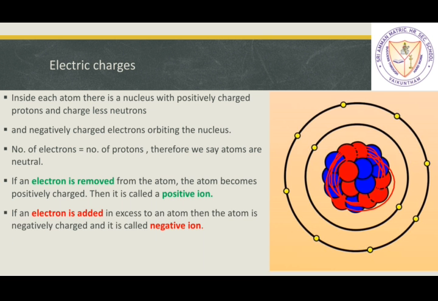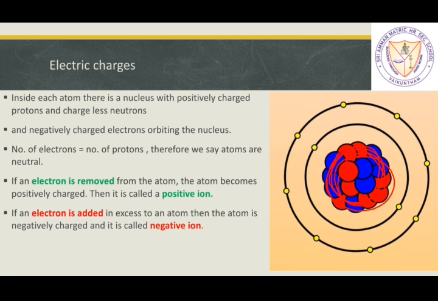Now, if the reverse happens, there were 10 electrons and 10 protons. Now I add one more excess electron. Now the electrons will become 11 and the protons will still be 10. So now the electrons are larger in number. The electron will dominate, so the negative charge will dominate. So the atom will become negatively charged, and it is called a negative ion.